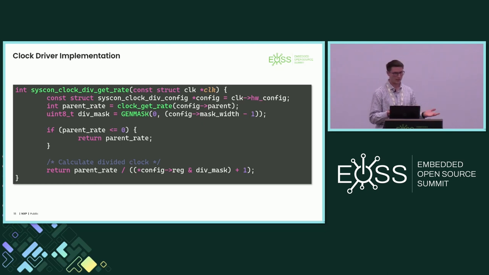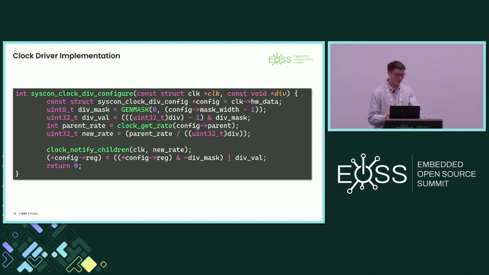So this is for a divider, and the way this works is relatively simple. It requests the rate from its parent node. It looks at the divider setting in a register, and then it divides and returns that value. Looking at configure, configure is kind of the meat API here. This void pointer, I've been dancing around it. Where this comes from is that specifier value. So that specifier value on the node gets passed into this function when you go to apply a state.